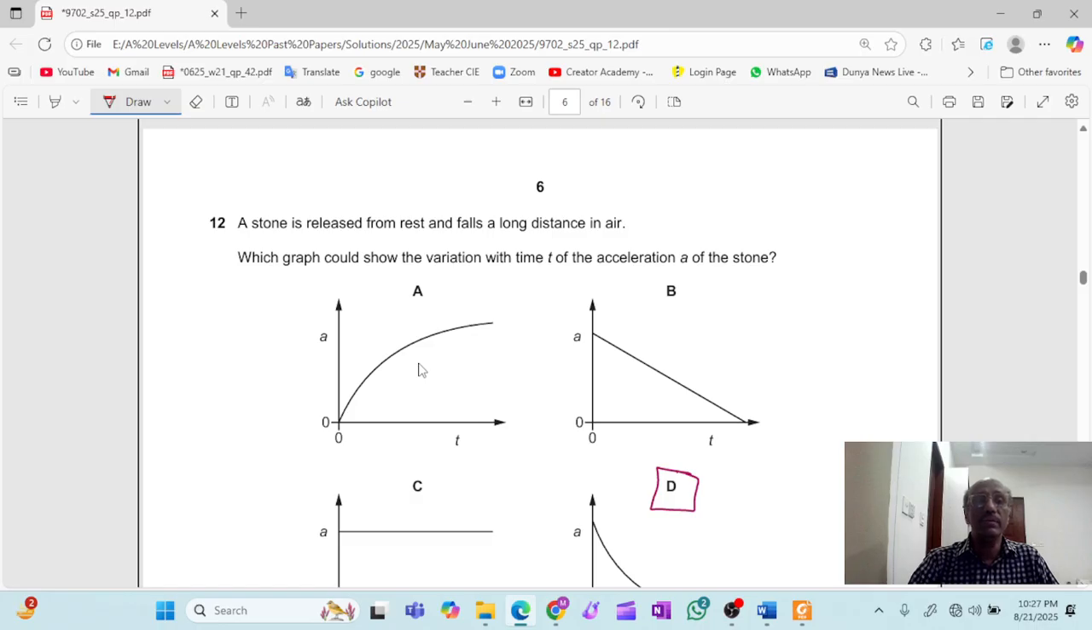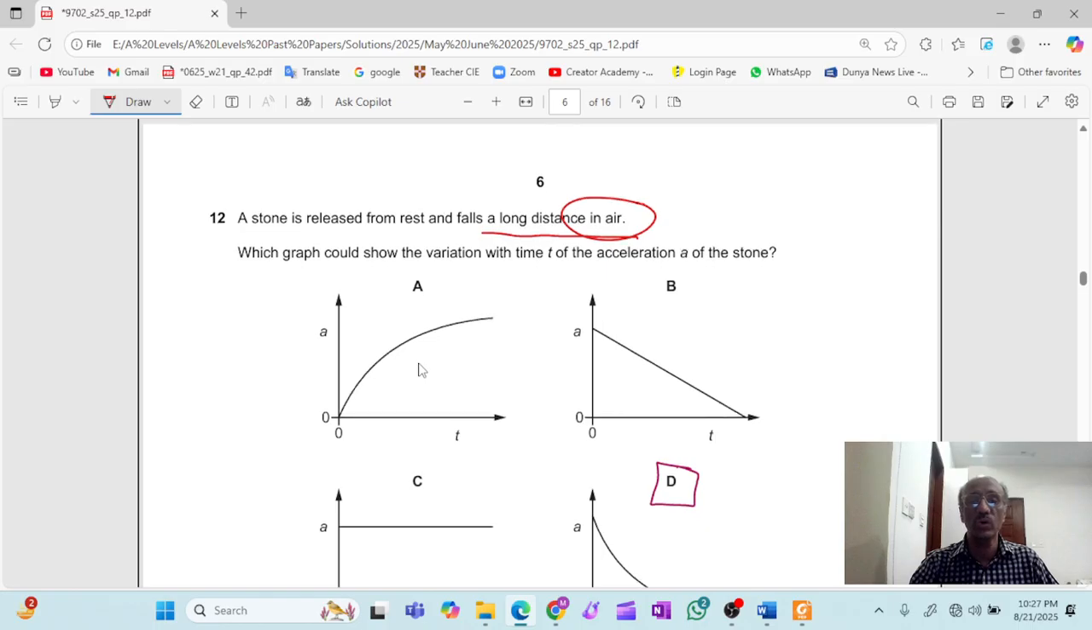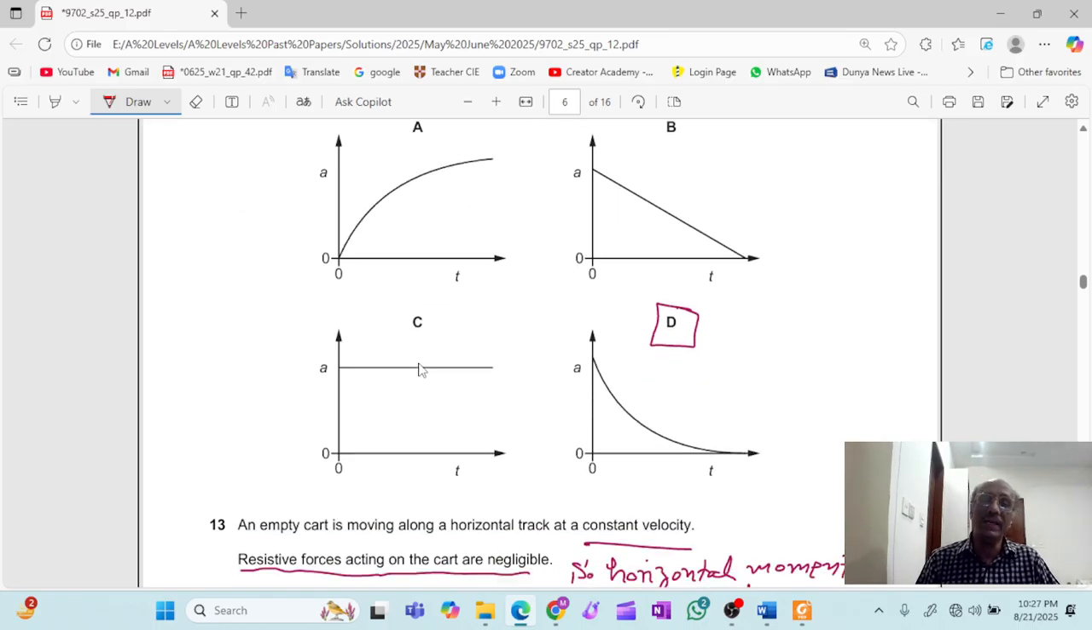Then question number 12. A stone is released from rest and falls a long distance in air. Now air resistance is considerable. So when air resistance was negligible, the acceleration of the free fall would remain the same. Now what will happen? The air resistance will act. Air resistance will oppose the motion. The resultant force will decrease. When the resultant force decreases, then acceleration will also decrease. So option D is the valid option. So this is a repeated question as well.